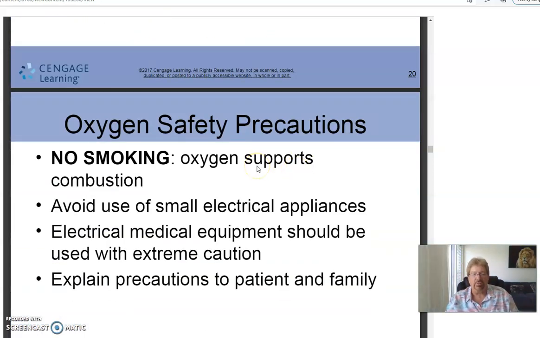Oxygen safety precautions. Now, naturally, oxygen is what causes things to burn, guys. It's highly reactive. So it goes without saying that you don't want to be smoking around it. But I swear, you'll see people doing it. Not in the hospital, because they'll boot your butt out for that, or they'll lay the law down. But avoid use of small electrical appliances. Why? They might spark and then kaboom. Electrical medical equipment should be used with extreme caution. Explain precautions to patients and family. That's who you got to worry about.